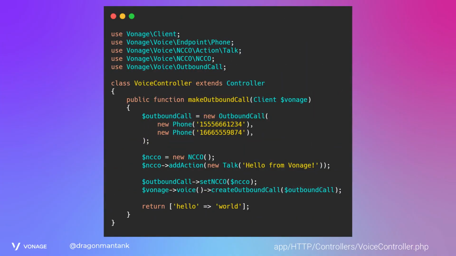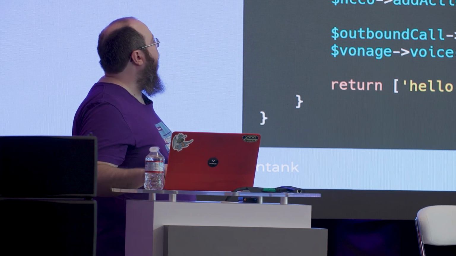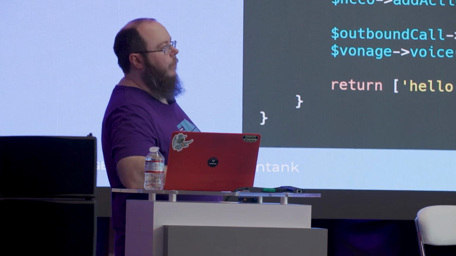And so to make an outbound call, this is all you really need. There's a couple different sections here which we'll go over. Basically, we're going to make a new outbound call request. We're going to give it a talk action that just says hello from Vonage, and then tell it to actually make that outbound call. So we're going to set up a route here called make outbound call, and we're going to create the setup for the new outbound call.